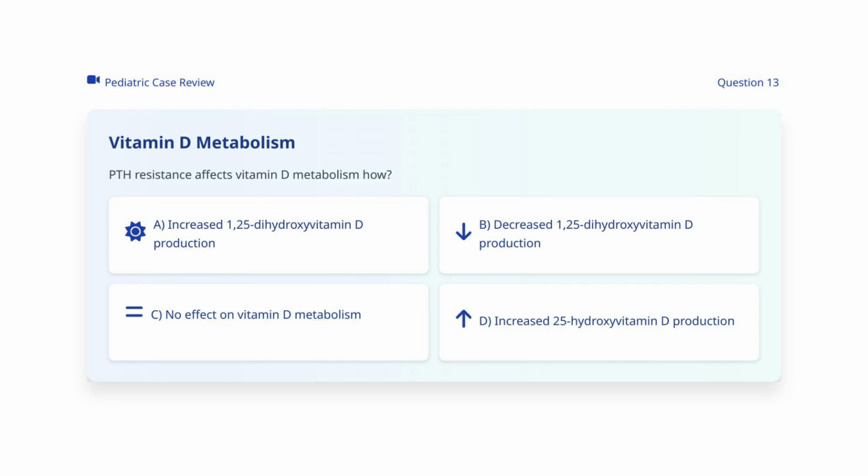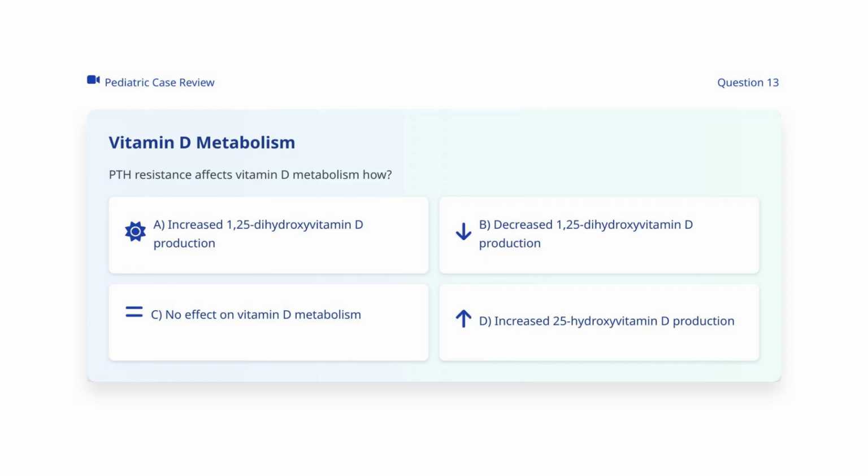Option A, increased 1,25-dihydroxyvitamin D production. Option B, decreased 1,25-dihydroxyvitamin D production. Option C, no effect on vitamin D metabolism. Option D, increased 25-hydroxyvitamin D production.